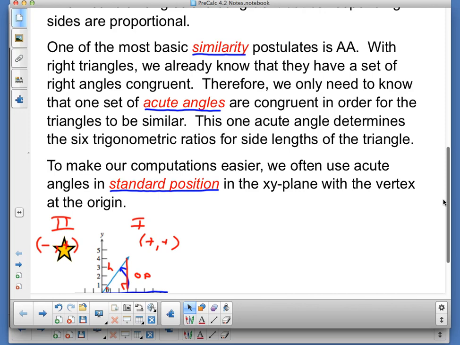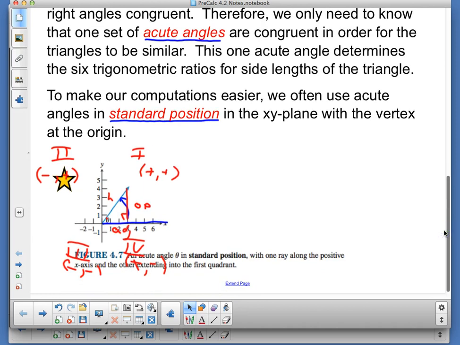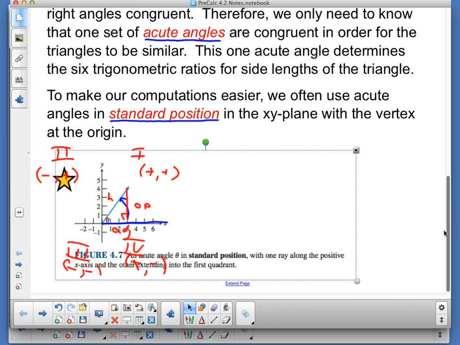Okay. This one acute angle determines the 6 trig ratios for side lengths of the triangle. To make our computations easier, we often use acute angles in standard position in the XY plane with vertex at the origin. Okay, and remember this is section 1, 2, 3, 4. If I'm working in one, I got a plus plus. They're positive x and y, negative x, positive y, negative both x and y in quadrant 3, and in quadrant 4 it's a positive x and a negative y. Okay, so we're starting out with standard position. We'll be making our angles in standard position to get used to it and see what's going on.